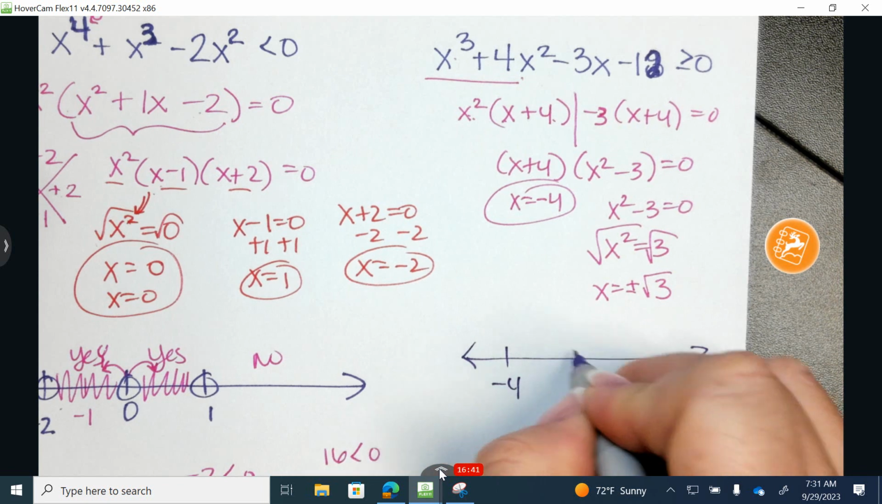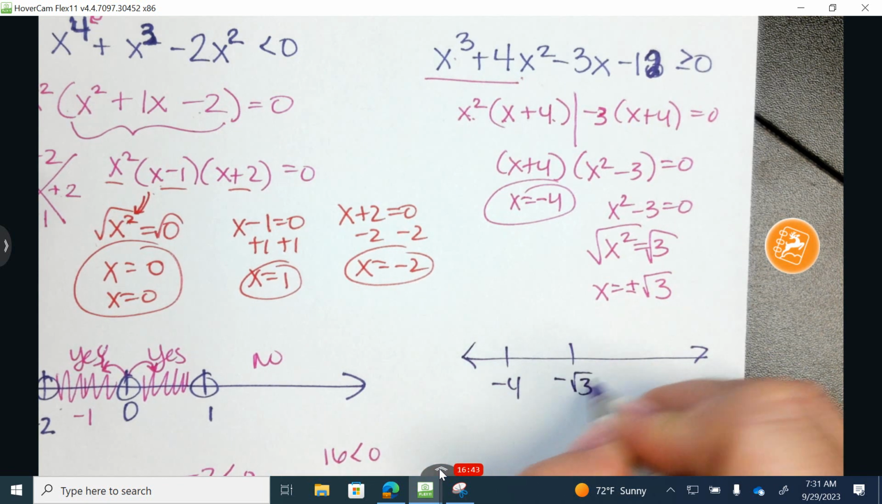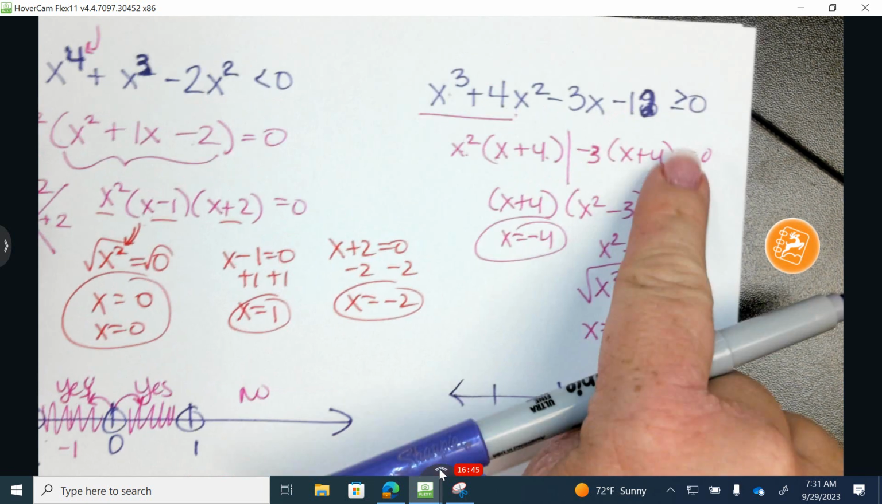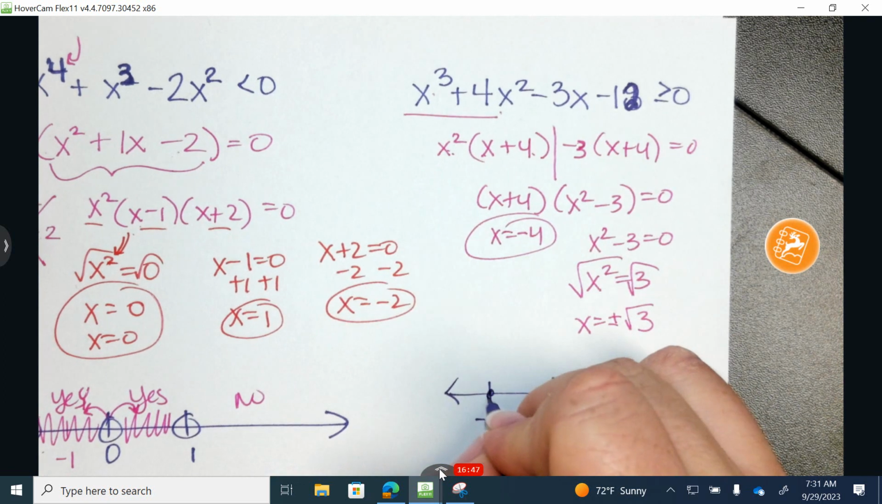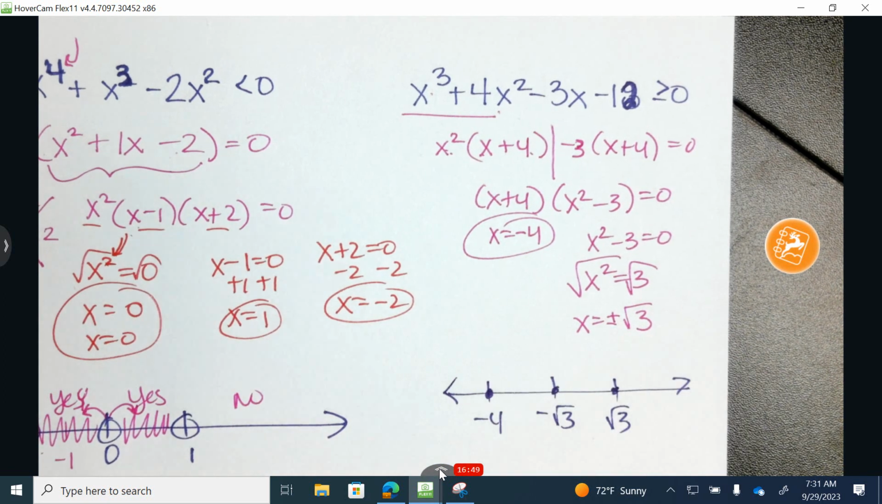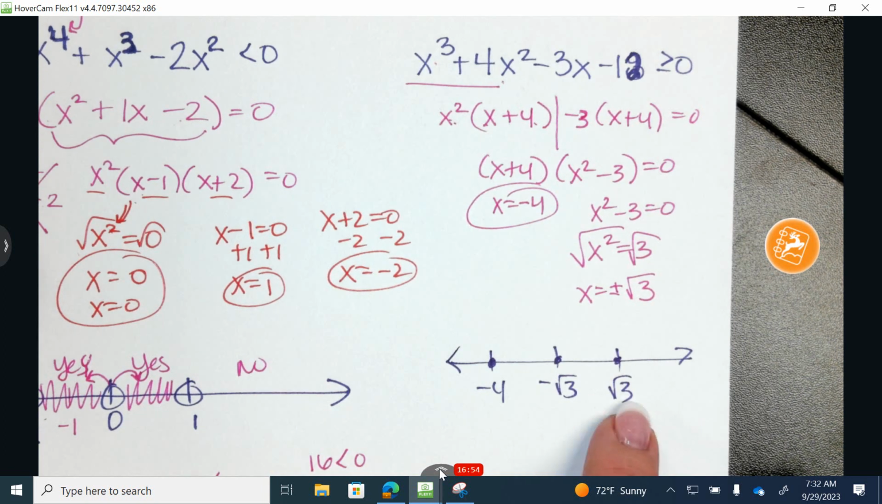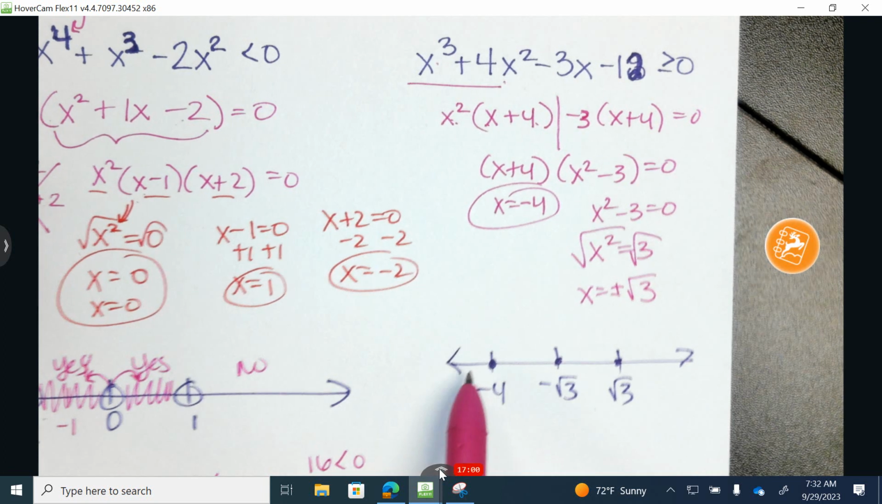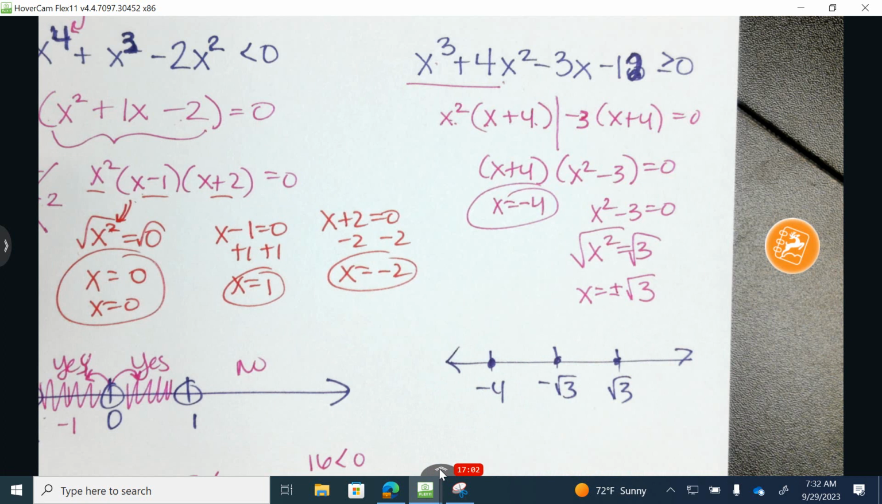I'm going to go to negative 4, negative radical 3, and positive radical 3. I look back up to this problem. There are closed dots at each one of those places, and so I know it's going to be alternating. There is no double. This is not an example of a double because it's not the same value twice. It's the same number, but it has different signs in front of each. So we'll have the alternating, like yes, no, yes, no.